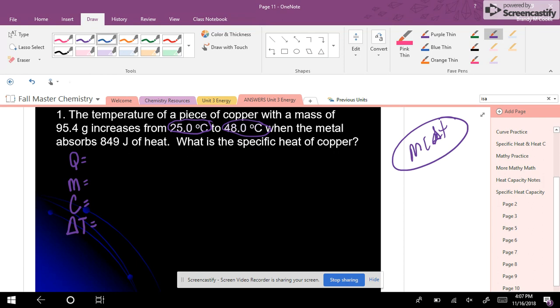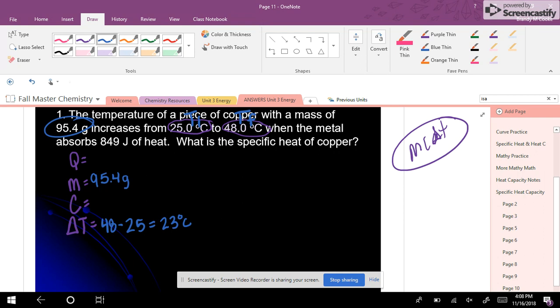So if I'm reading through this, the temperature, blah, blah, blah, a mass of 95.4. So that's going to be my M, 95.4 grams. As the temperature increases from 25 to 48. So remember, delta T is T final minus T initial. So I'm going to have 48 minus 25, and that gives me 23, I think, hopefully. I'm doing that in my head. I don't do math in my head. So that's our delta T.